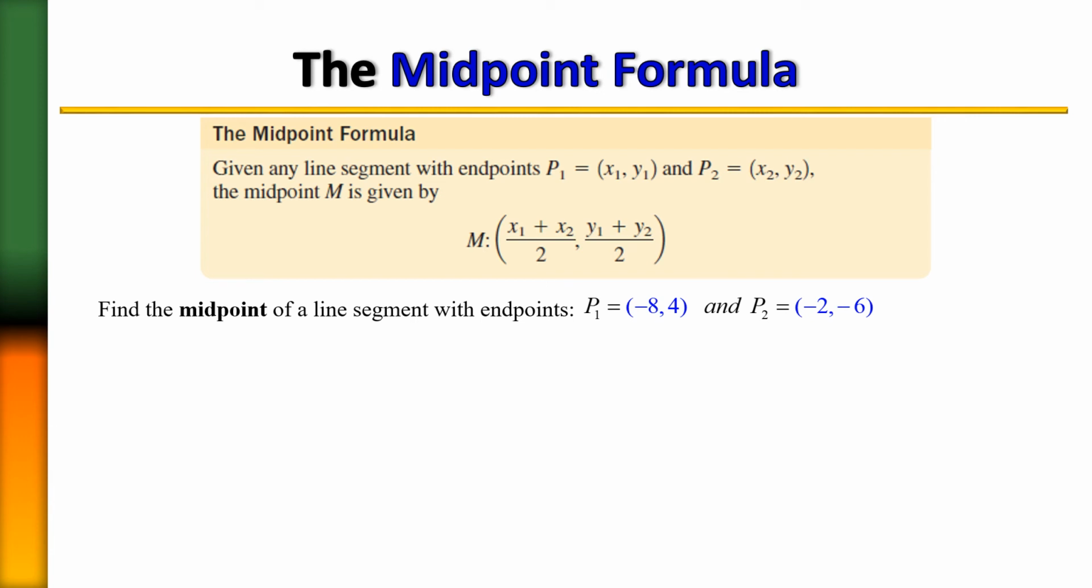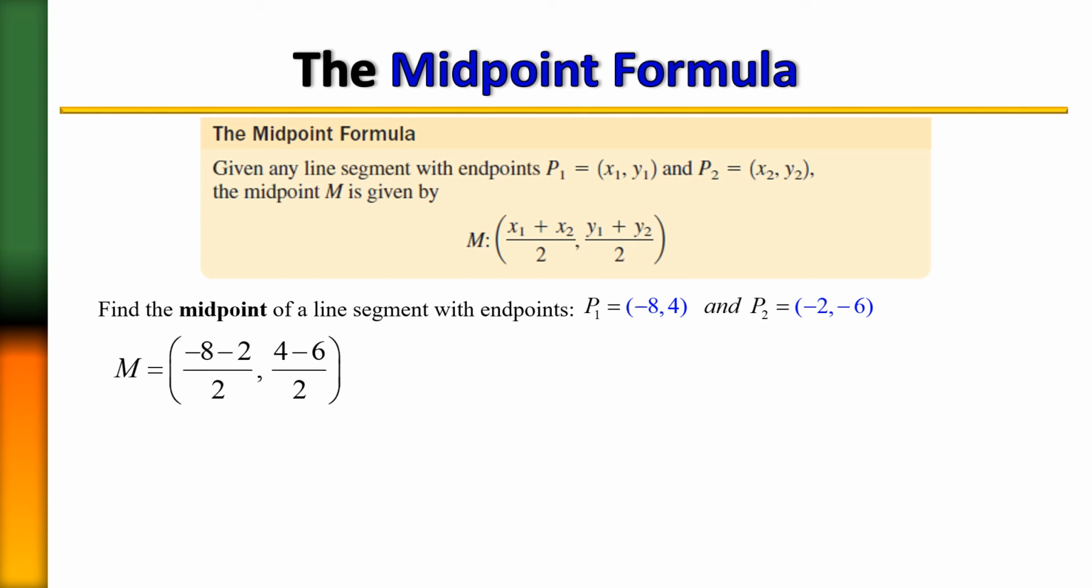So recall, with the midpoint, you're going to take your x's and combine them together, take your y values and combine them together, and divide by 2 for both of those. So let's start with our x coordinate. When we combine our x values together, we have a -8 combined with a -2. Remember, when the signs are the same, keep the sign and add the number. So that's going to give us a -10 on top over 2.